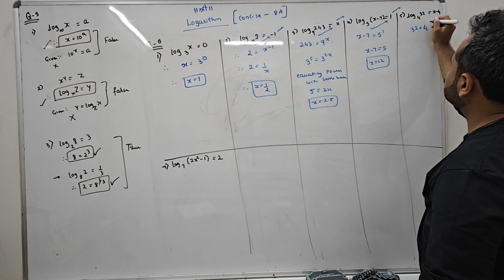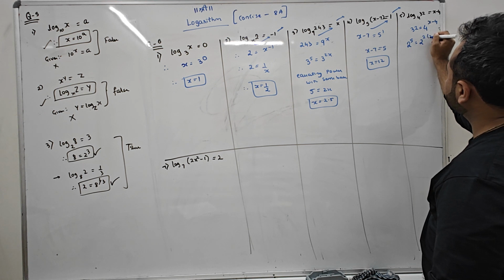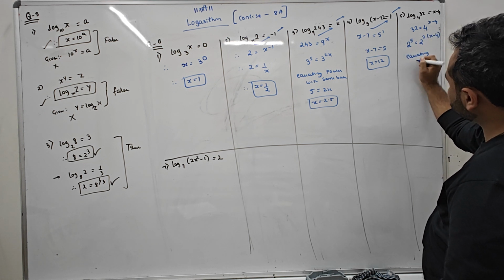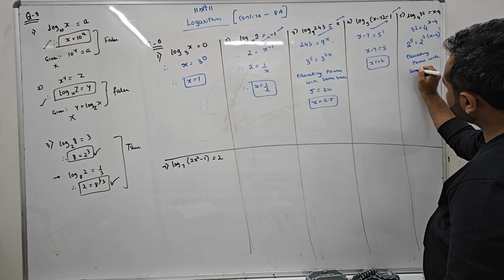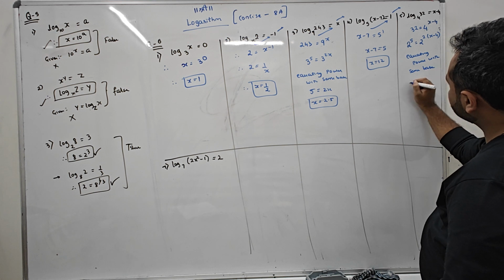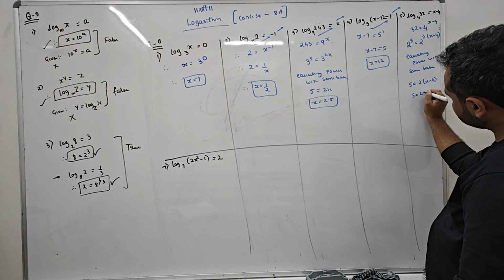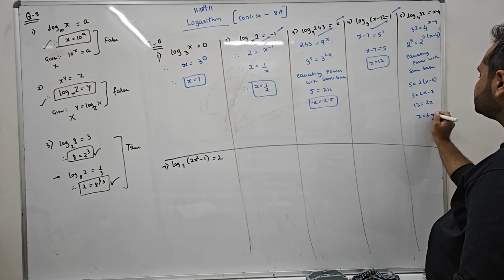32 is equal to 4 raised to x minus 4. 2 raised to 5 is equal to 2 raised to 2 times x minus 4. Equating power with the same base. 5 is equal to 2 times x minus 4. 5 is equal to 2x minus 8. 13 is equal to 2x. x is equal to 6.5.